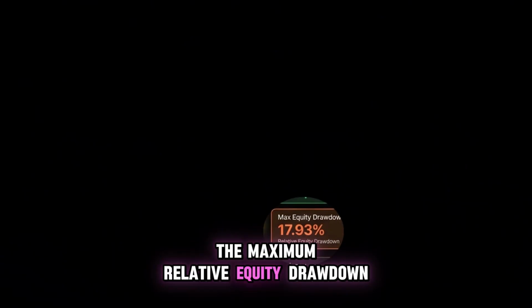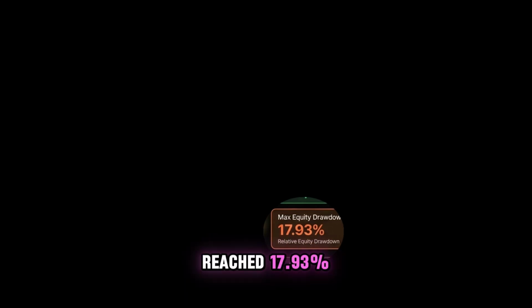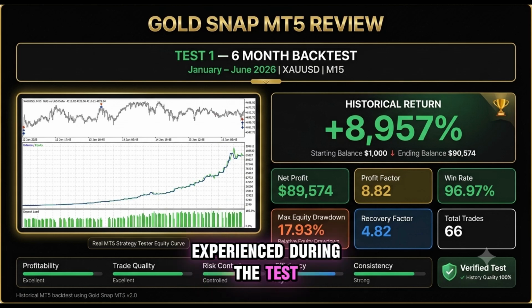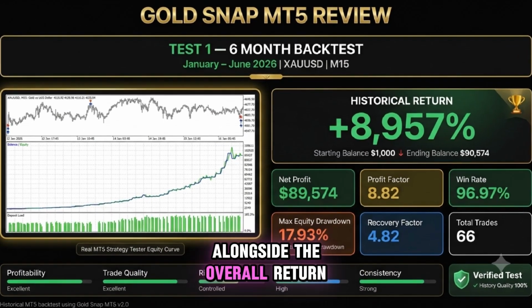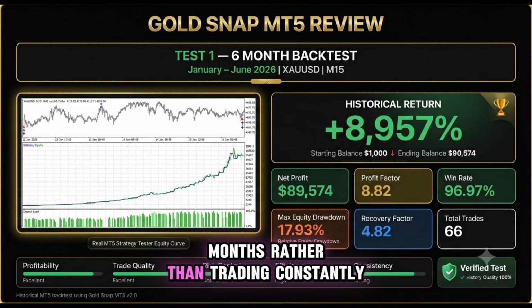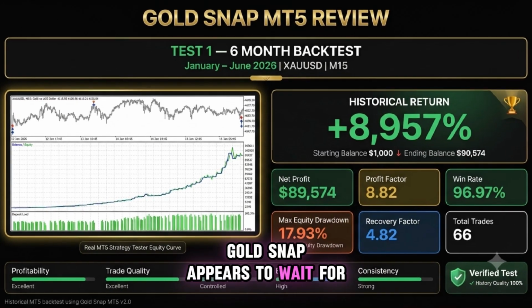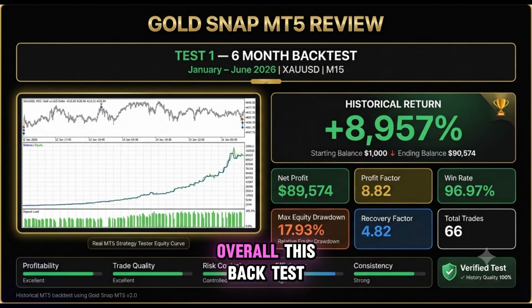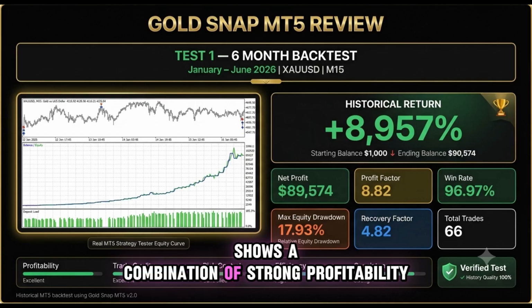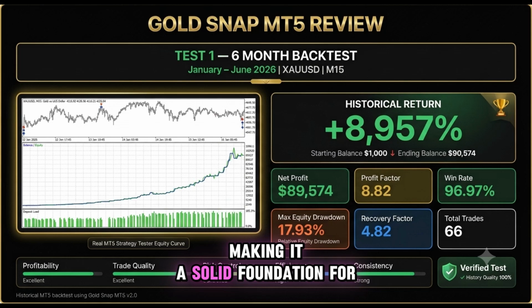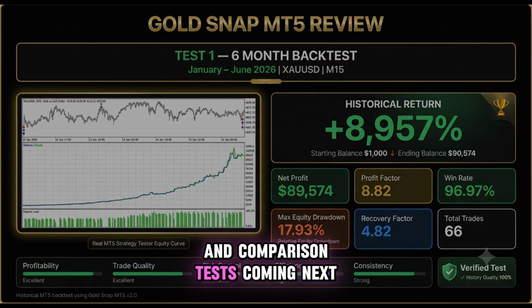The maximum relative equity drawdown reached 17.93%, giving a useful picture of the largest peak-to-trough decline experienced during the test. That's an important figure to consider alongside the overall return. Interestingly, the EA achieved these results with only 66 trades across 6 months. Rather than trading constantly, Gold Snap appears to wait for higher quality breakout opportunities, which is consistent with its design philosophy. Overall, this backtest shows a combination of strong profitability, high trade quality, and selective execution, making it a solid foundation for the validation and comparison tests coming next.